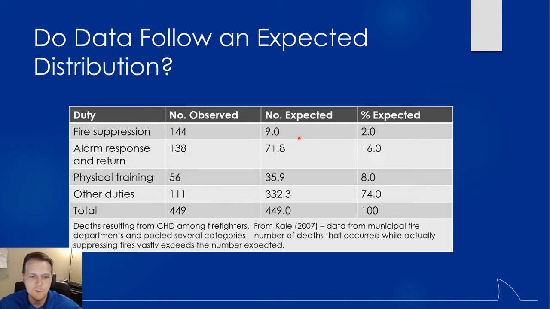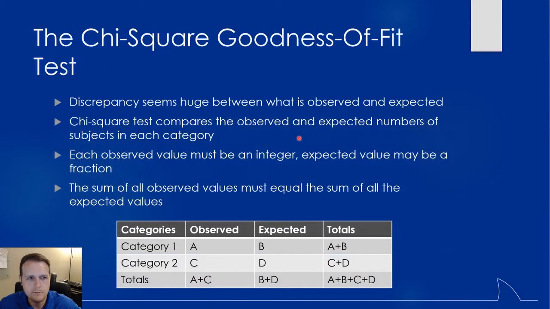This is a very valuable comparison to make. This is what we would expect to see normally, but here's what we're really finding. Is there a true difference there, or is it just random that we're finding this difference? When you're looking at it, the discrepancy seems pretty large between the observed and the expected.